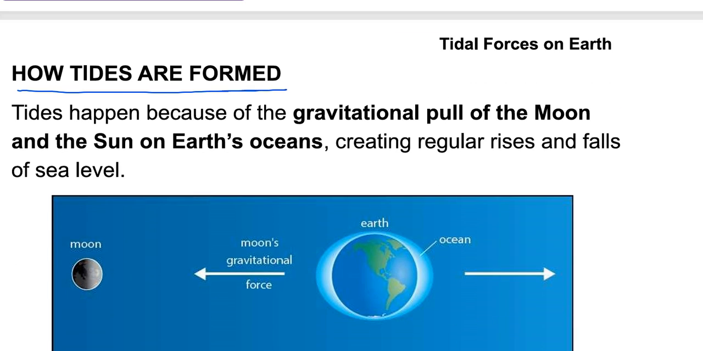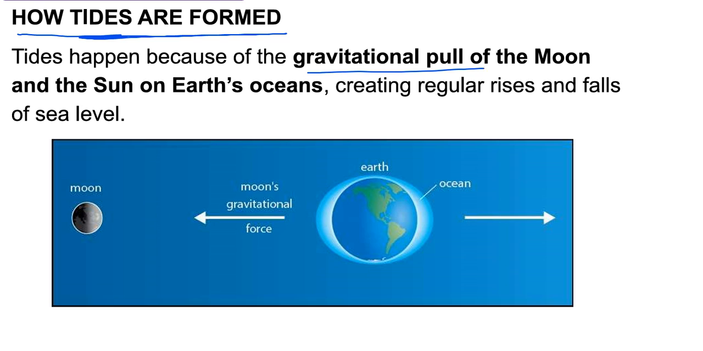Now, how are tides formed? Tides happen because of the gravitational pull of the moon and the sun on the earth. That's how tides are formed. This creates regular rises and falls in sea level. So if you are asked how tides are formed, tides happen because of the gravitational pull of the moon and the sun on the earth's ocean. Once that happens, it creates regular rises and falls of sea level.